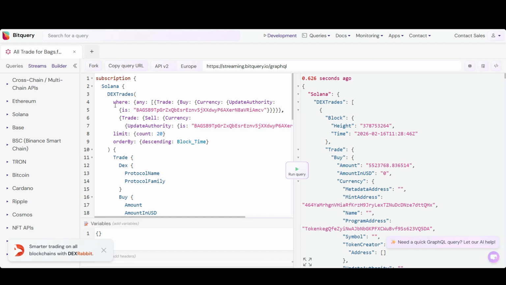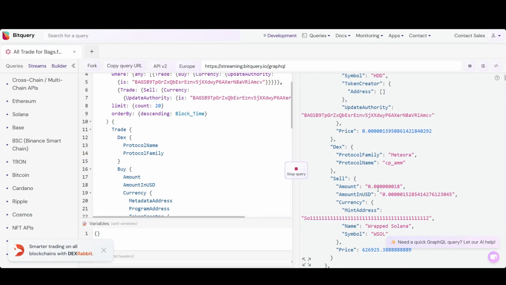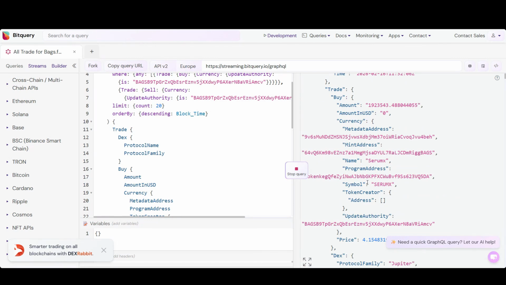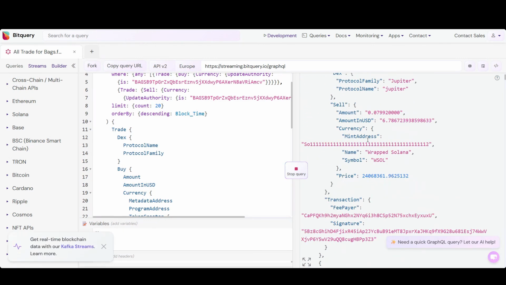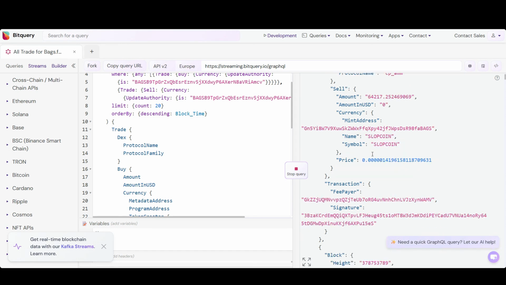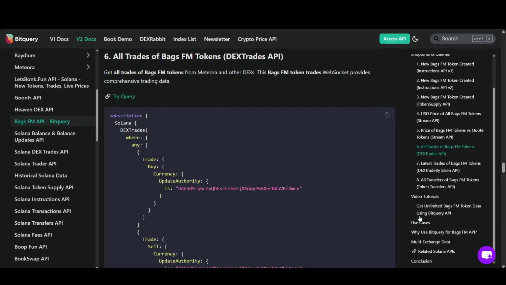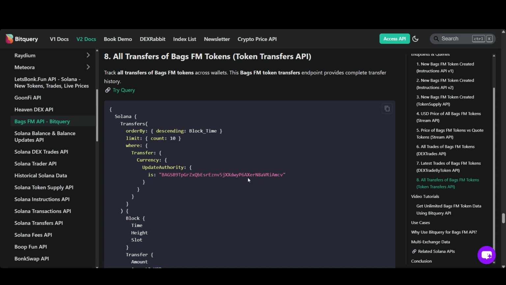involving BagsFM tokens. The response shows complete trade details: which DEX it traded on, Meteora, Raydium, Orca, buy and sell token info with amounts in USD, prices, and transaction signatures. This works across all Solana DEXs, so you see the complete trading picture for every BagsFM token.